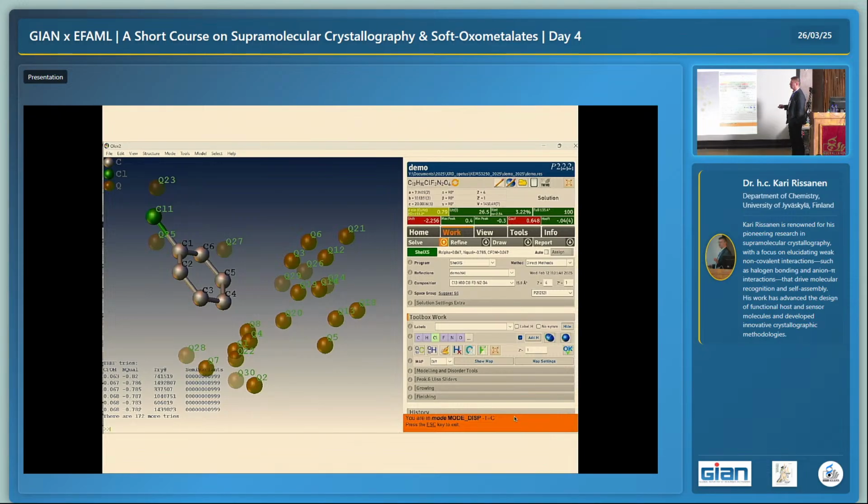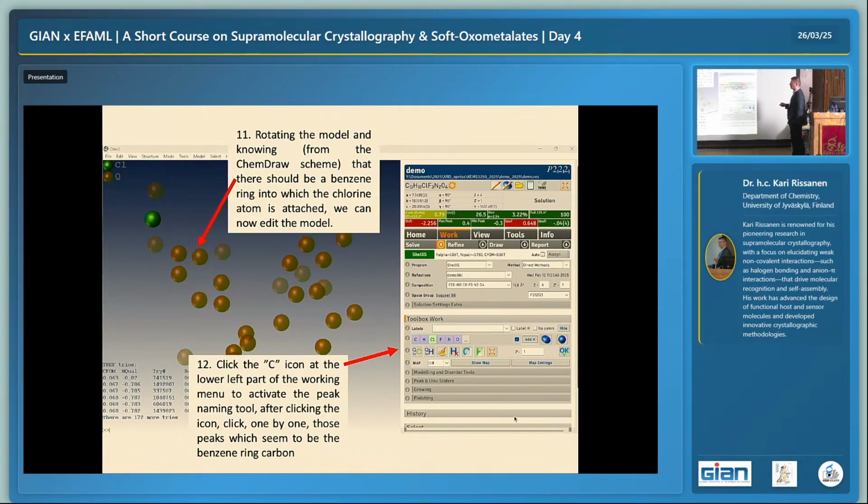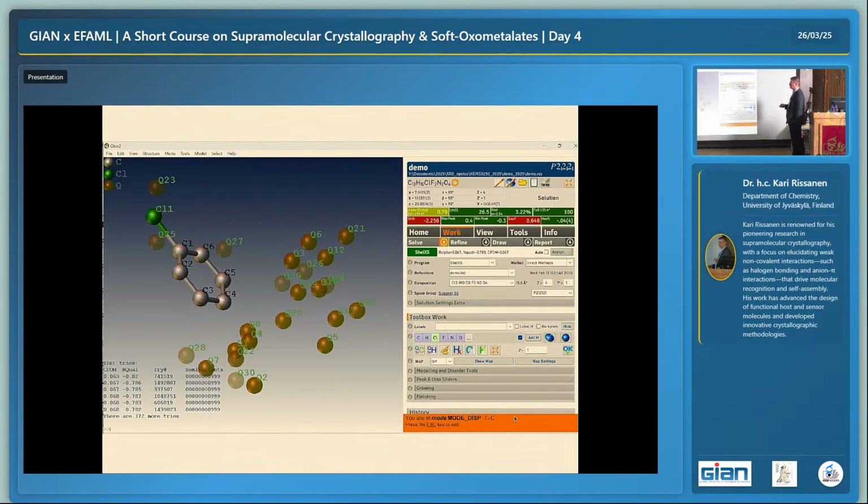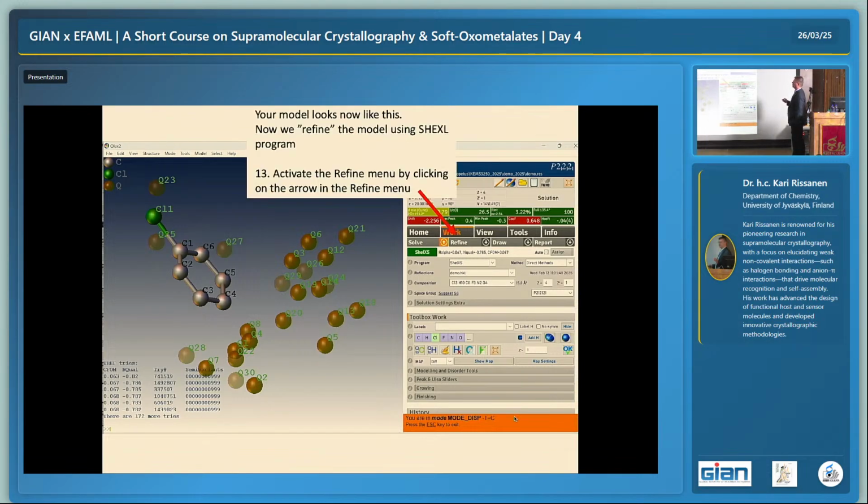And now you notice what happened. When I go backwards, look, there is no bond because it doesn't know what atom this is. But immediately when we assign that atom there as a carbon, it knows that, okay, the bond distance here is suitable for a carbon-chlorine bond, and it draws the bond. So now we have a chlorine atom attached to a benzene ring. That's fine. Okay. Now the model looks like this.